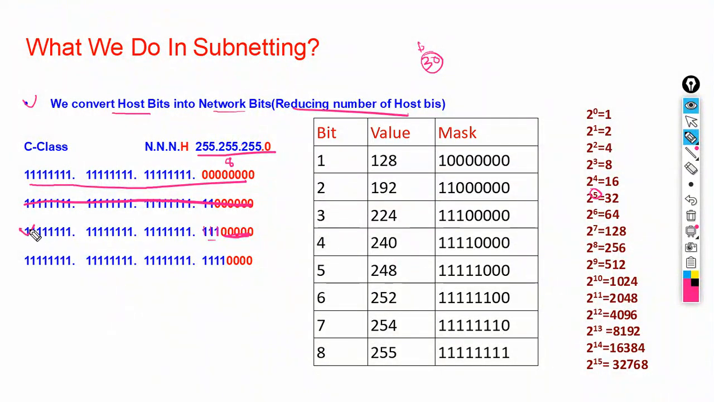So we convert the host bits into network bits. We reduce the number of host bits. Let us take another example. This time our requirement is 12 IPs. We have 8 zeros. Where does 12 fall in the 2 power table? 2 power 4. So out of 8 zeros, we will keep 4 zeros, and the remaining zeros will be converted to ones. We convert host bits into network bits and reduce the number of host bits in subnetting.